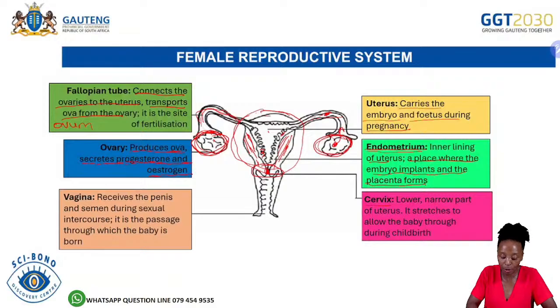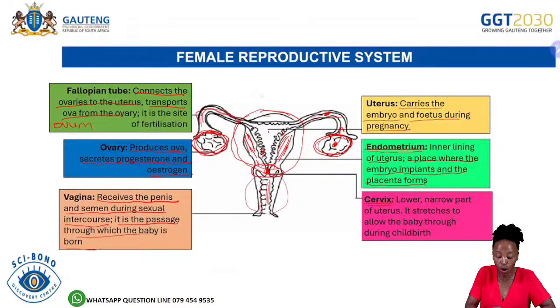Then lastly, we have the birth canal, this passage here. This is called the vagina. What is the function of the vagina? It receives the penis and the semen during sexual intercourse. It is the passage through which the baby is born. So when the baby is born, it is pushed out through the cervix, pushed out through the vagina, and out of the female body through the vulva. So these two parts are able to stretch. This whole thing is able to stretch out because it's muscular. It stretches out to house a growing baby, and then stretches further when the baby is about to be born. So this is now the female reproductive system.